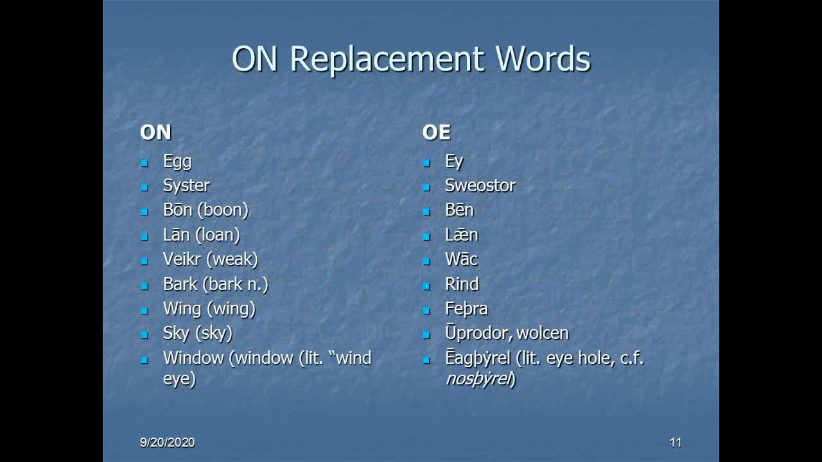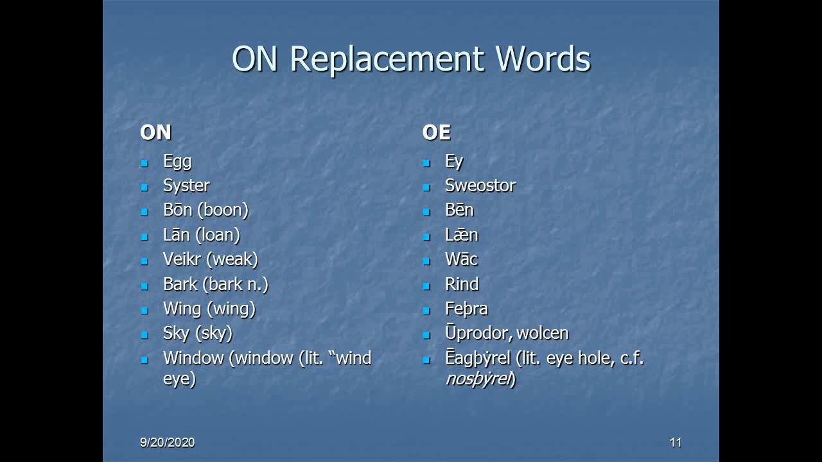But English didn't just borrow words from Old Norse. In many cases, and in some really fundamental cases, words from Old Norse replaced words from Old English. For example, if we take a look at the columns on the slide you're looking at right now, our word egg comes from Old Norse. It replaced the Old English word ei. And our word sister, again from Old Norse, is a replacement of the Old English word swester.